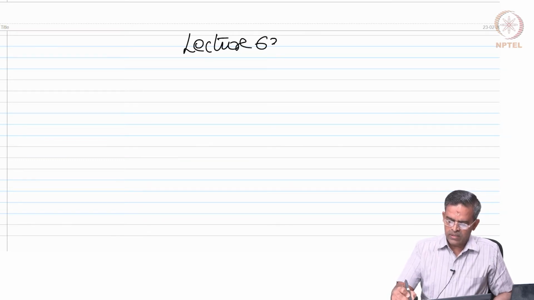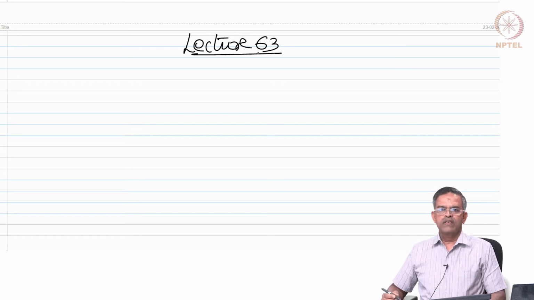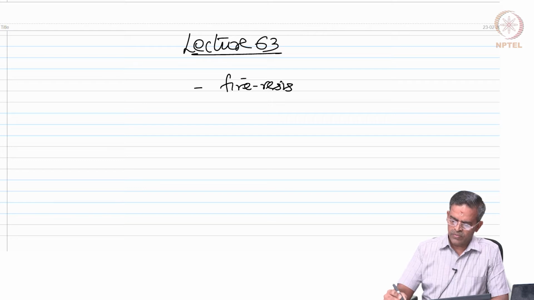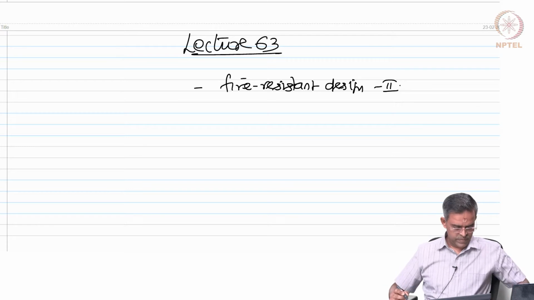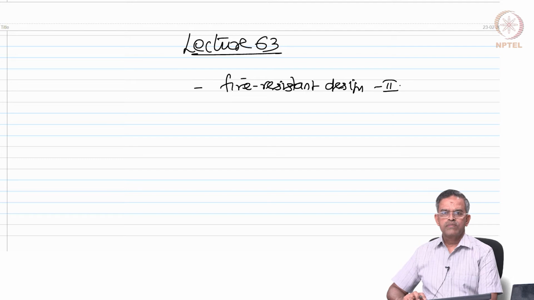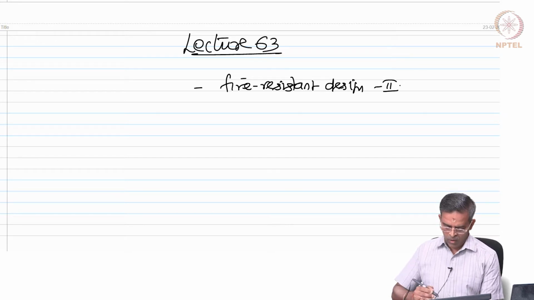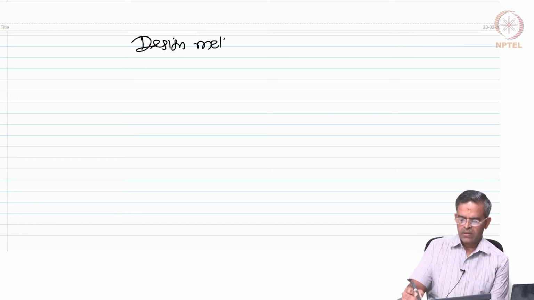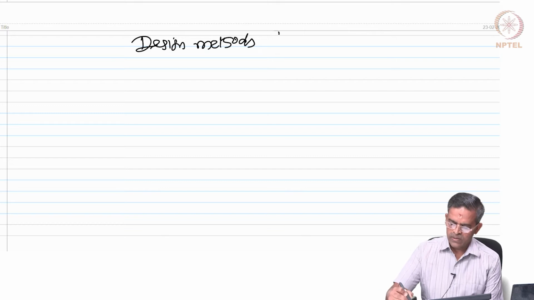Welcome to lecture 63 of Advanced Steel Design, where we are continuing to discuss the procedures for fire resistant design as a part of this course. In the last lecture, we discussed some essential characteristics of fire, what are the tips for a good fire resistant design of buildings, and so on. Now, we will focus more on design methods for fire resistance.